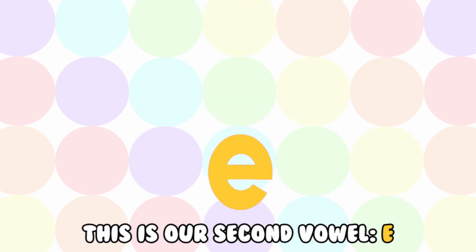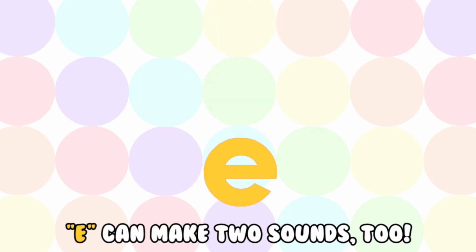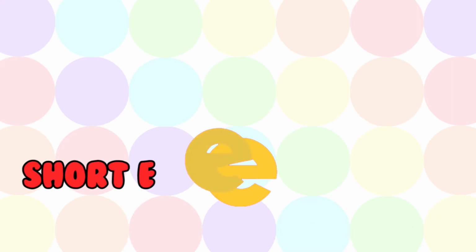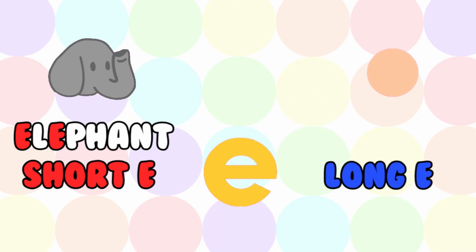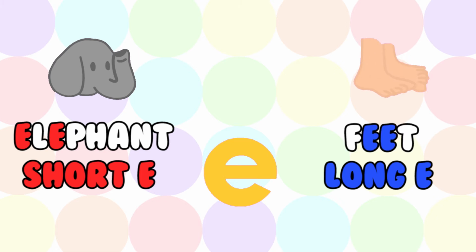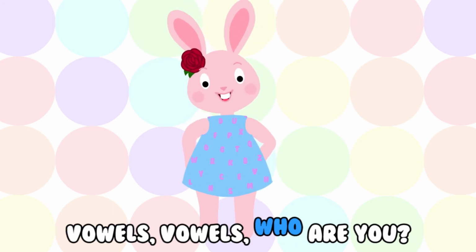This is our second vowel, E. E can make two sounds too. The short E sound is like elephant. Elephant. The long E sound is E like feet. Eat, E.